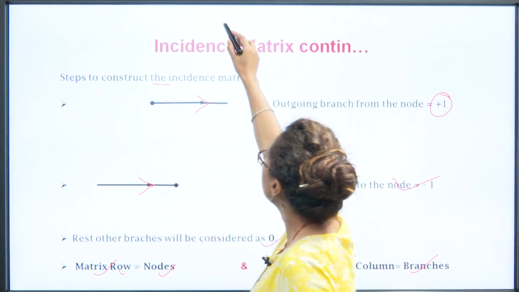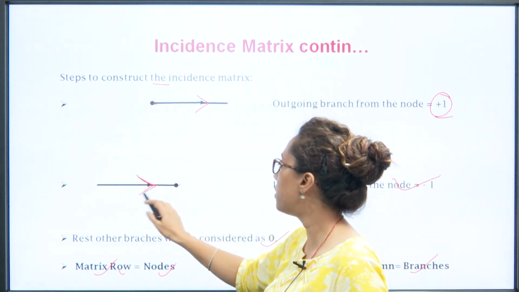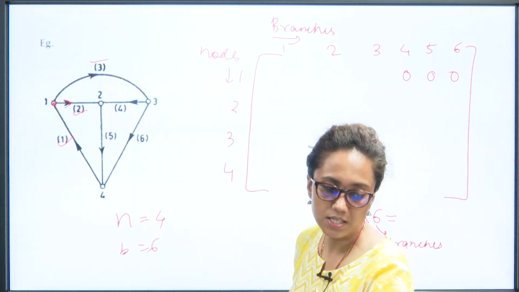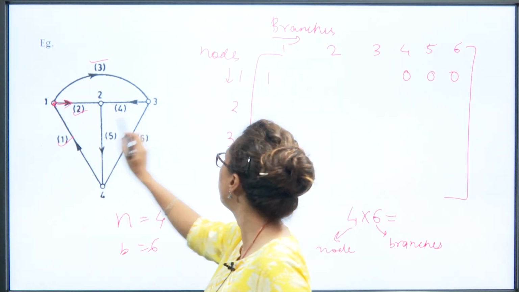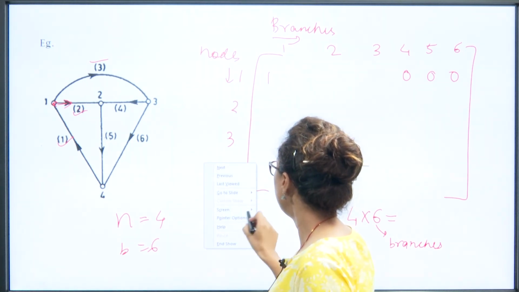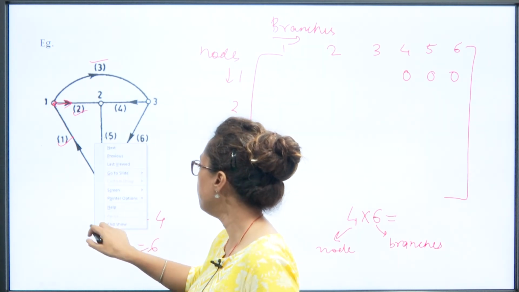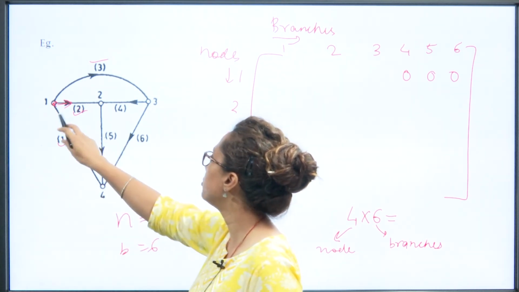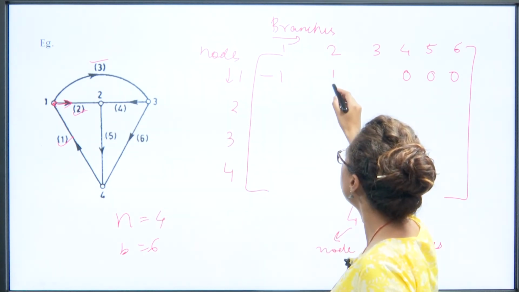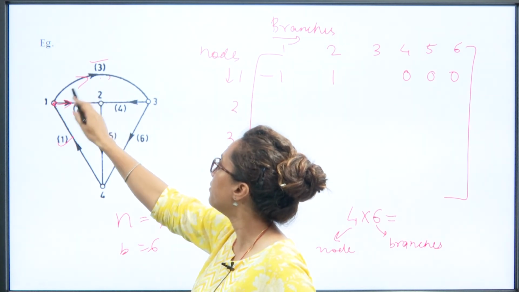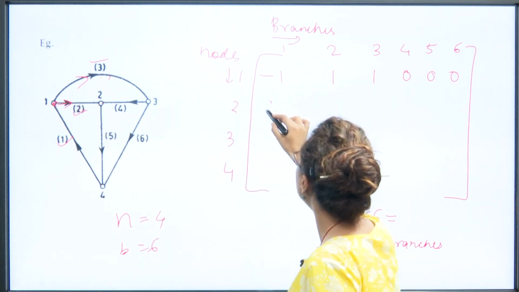We have seen that a branch moving away from the node is +1, and if it is going towards the node, it is minus 1, right. So we follow the same concept. For branch number 1, it is moving towards the node, so it is minus 1. For branch number 2, it is going outwards from node number 1, so it is 1. For branch number 3 also, it is going outward from the node, that is also 1.